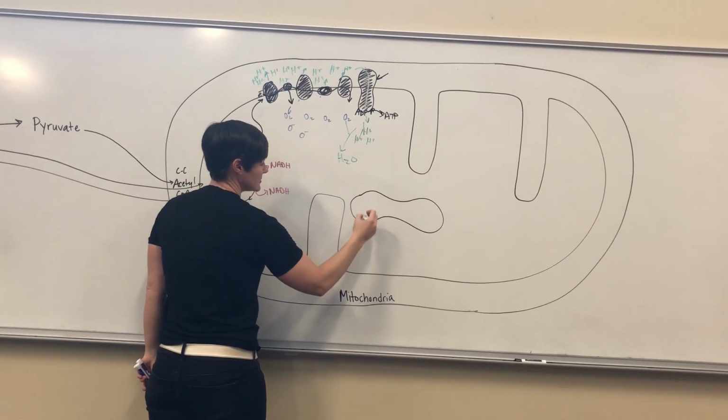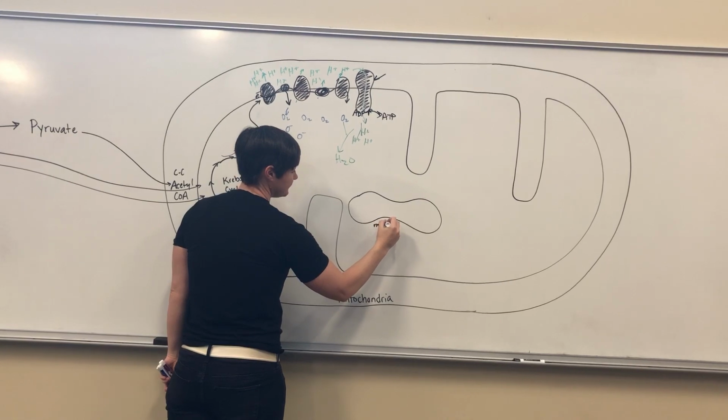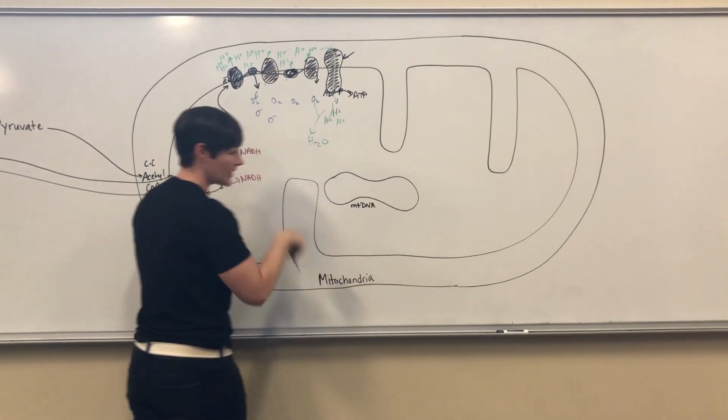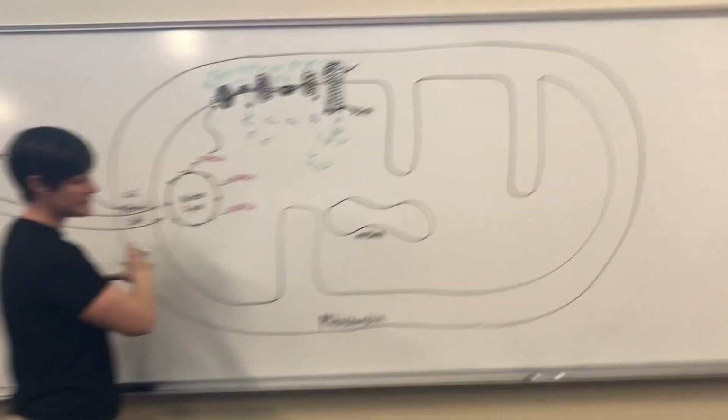Inside each of your mitochondria, you actually have strands of DNA, just like you have in the overall cell and the nucleus.